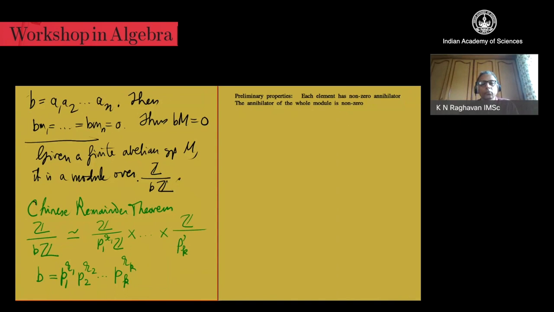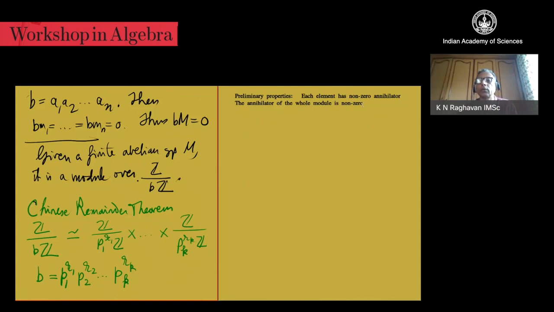So what it helps us do is, we started with a finite abelian group, we observed that it is a Z module. Then we observed that it is a Z mod BZ module. And now by this decomposition, we can assume that this B is actually a prime power. That's the whole point. Now let us look at this Chinese remainder theorem more closely and maybe even look at the proof of it.